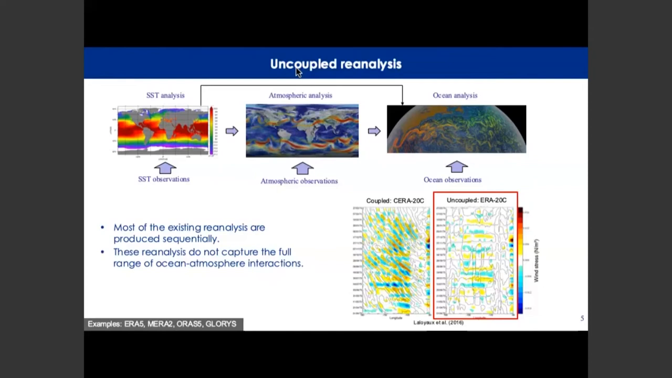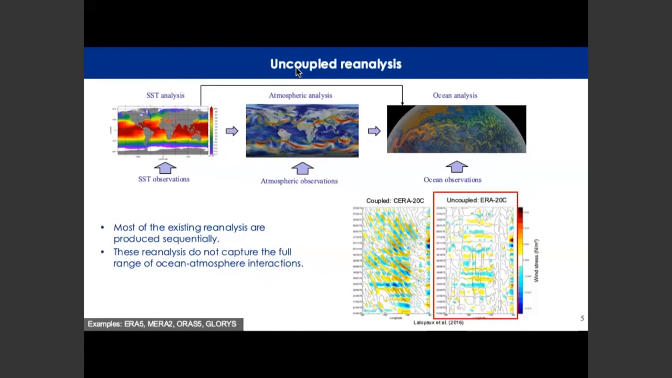There are many examples of why uncoupled reanalysis is limited. I'm using a figure here from Patrick's paper when he compared uncoupled ERA20C with coupled CERA20C. Uncoupled is on the right, coupled is on the left. And what you can see, if you look at the coupled ocean-atmosphere processes like convectively coupled waves, they're completely absent in uncoupled reanalysis. Is that an accurate summary of your figure, Patrick? Okay.